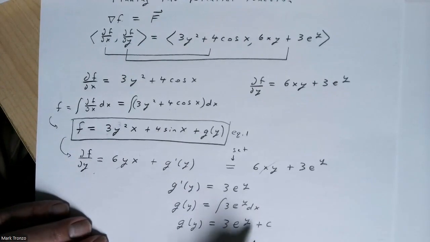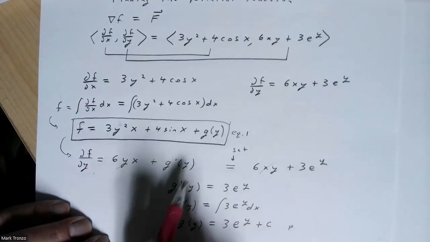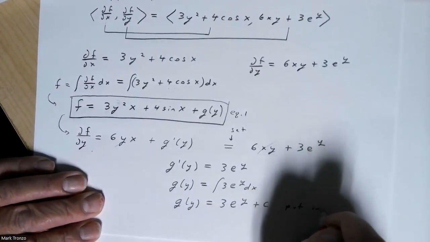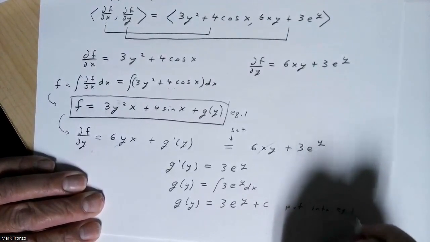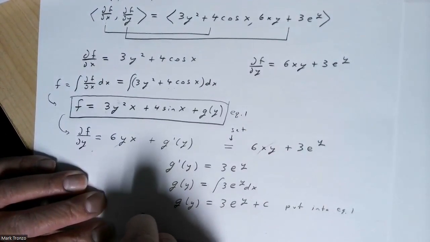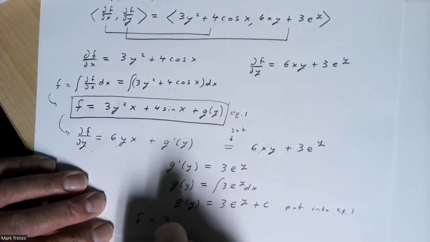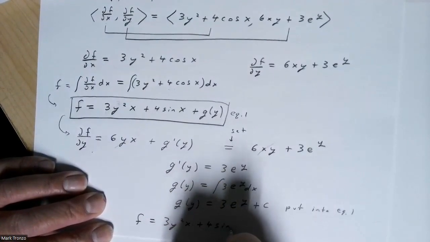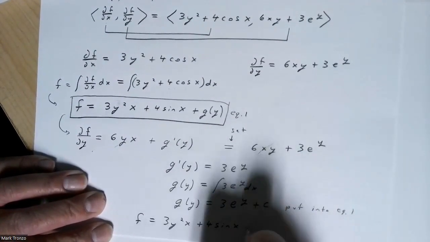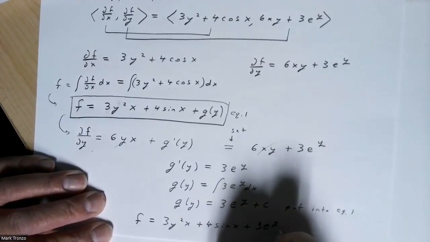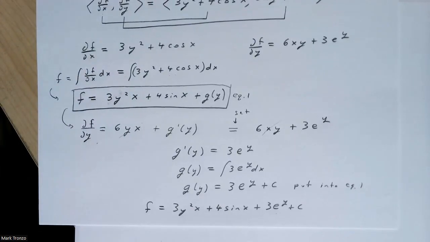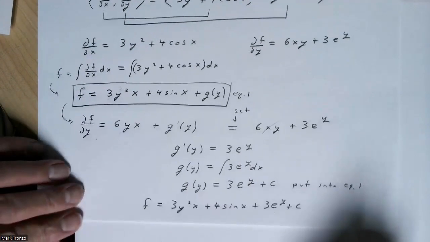And then finally, put this back up here into equation 1. And when we do that, we get f equals y squared x plus 4 sine x plus 3e^y plus c, like that. And that's our potential function.